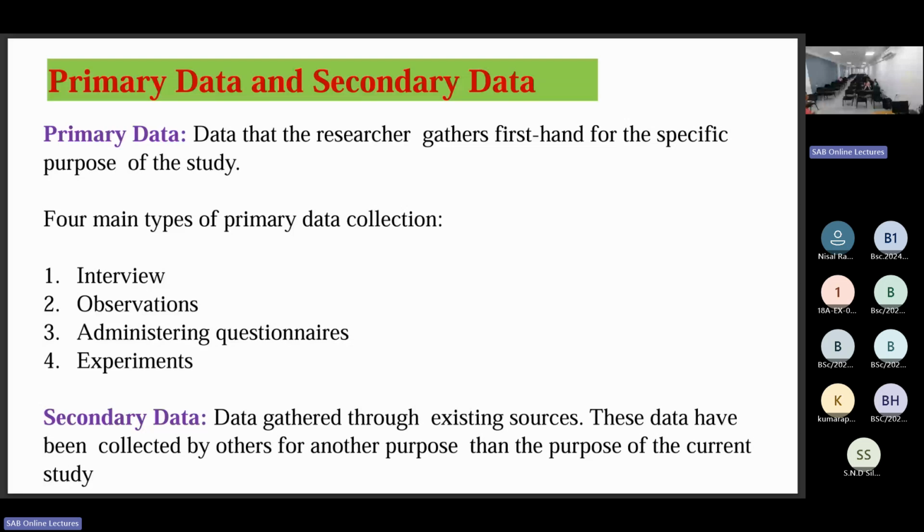Okay, we go to the definition first. In primary data, the researcher gathers first-hand data for the specific purpose of the study. If we are collecting primary data, first-hand data, definitely it is because of a specific person, a specific reason. For example, give me examples for primary data. In what kind of scenarios are we collecting primary data?